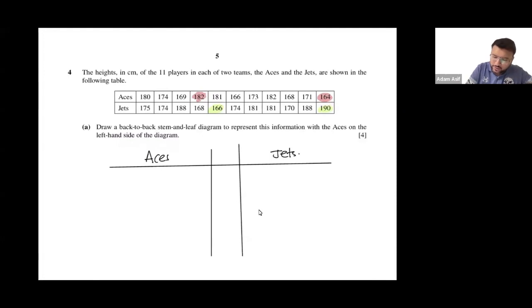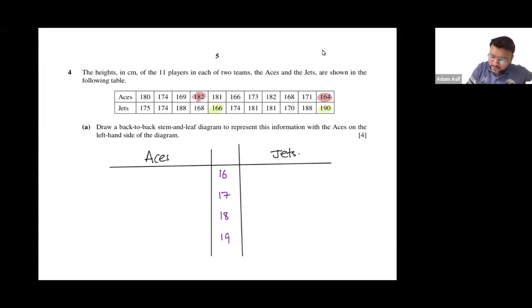The starting value in the stem, this part is called the stem, this part is called the leaves. So we have two teams. The smallest height of aces player is 164. So let's fill in for aces team. The stem value can have more than one digit, but the leaves will always have one digit. So the stem values are going to be 16, 17, 18, and 19.